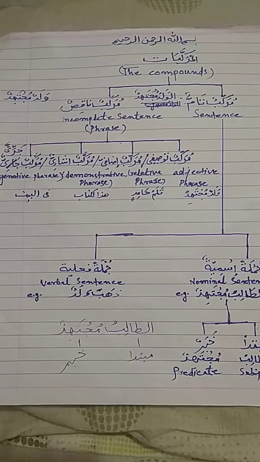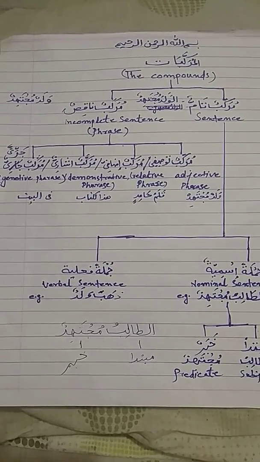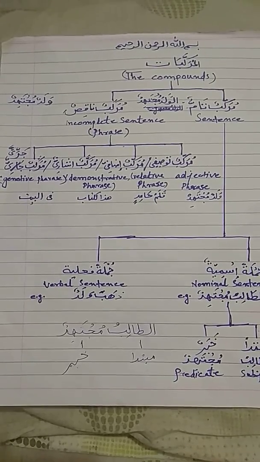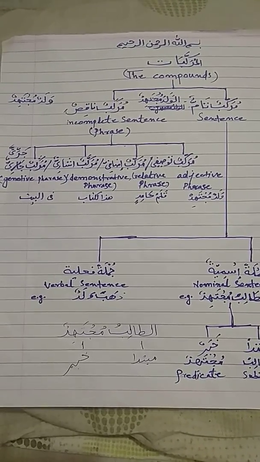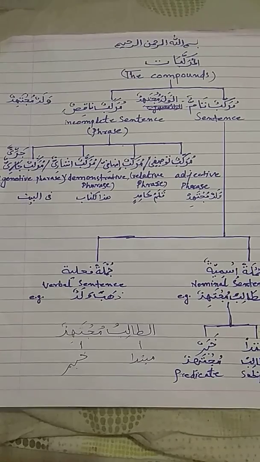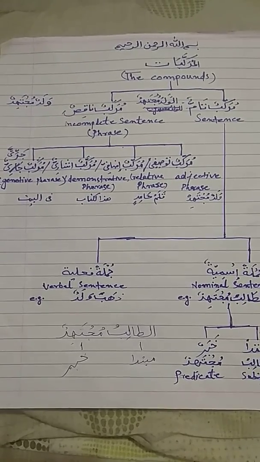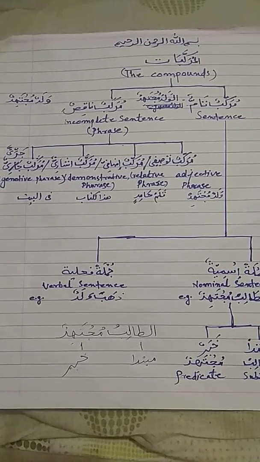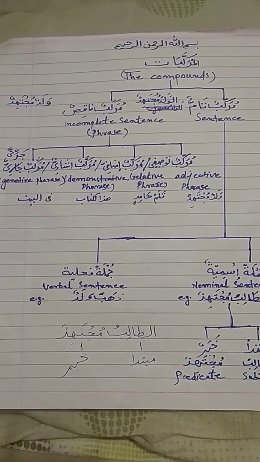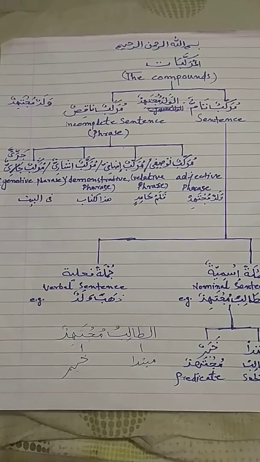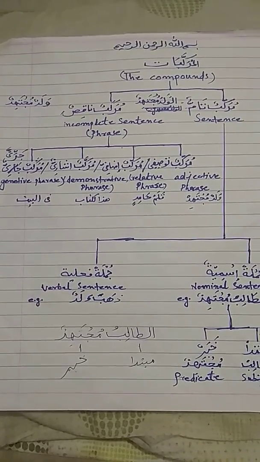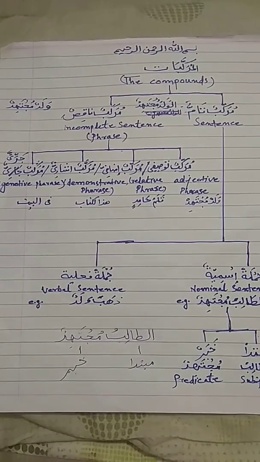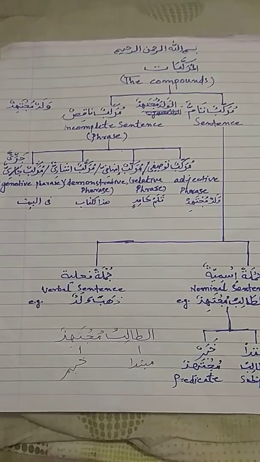For example, at-talibu mujtahidun, the student is hardworking. This sentence is an example of murakkabun tammun, because this sentence is a group of two words which make sense, and listeners are getting the information that the student is hardworking.